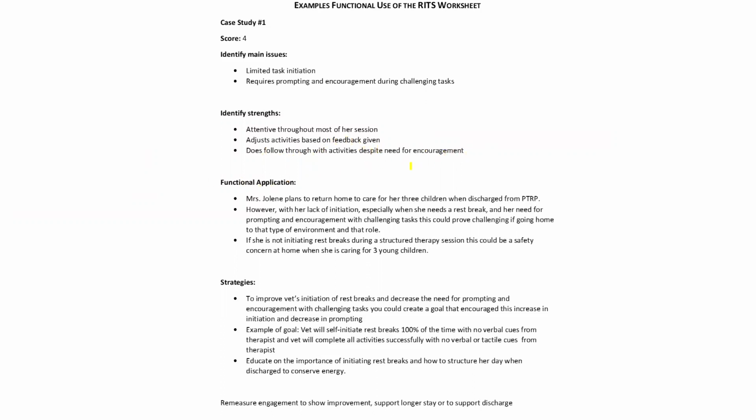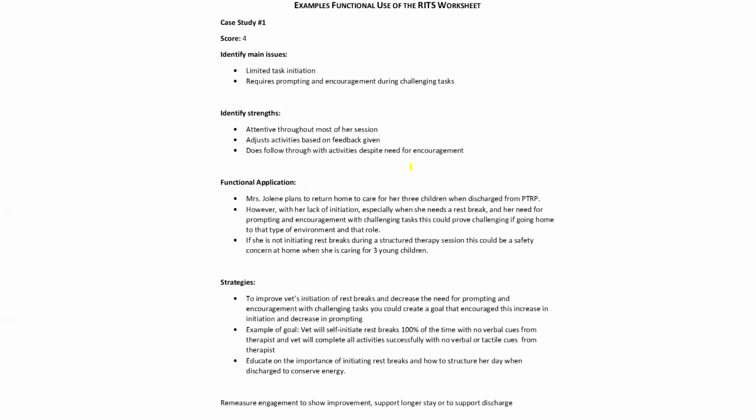Okay, functional application of all this information. Miss Jolene plans to return home to care for her 3 young children when she's discharged from P-TRIP. However, her lack of initiation, especially when she needs a rest break, and her need for prompting and encouragement with challenging tasks could prove challenging if going home to that type of environment in that role as a mom. If she is not initiating rest breaks during a structured therapy session, this could be a safety concern at home when she is caring for 3 young children.